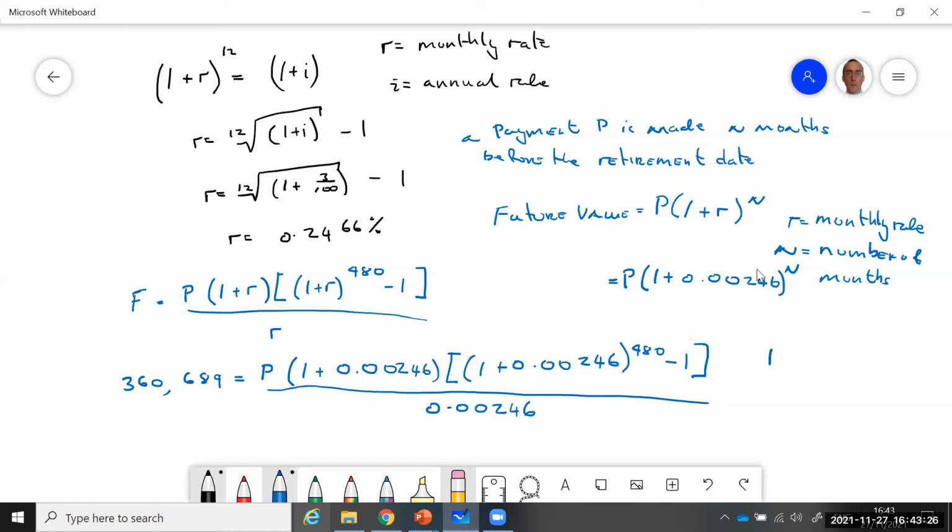So if you work it out, P is 392.99. That is the amount of money that he would have to invest per month at this monthly rate for 480 months in order to achieve the 360,689 euro. Okay.